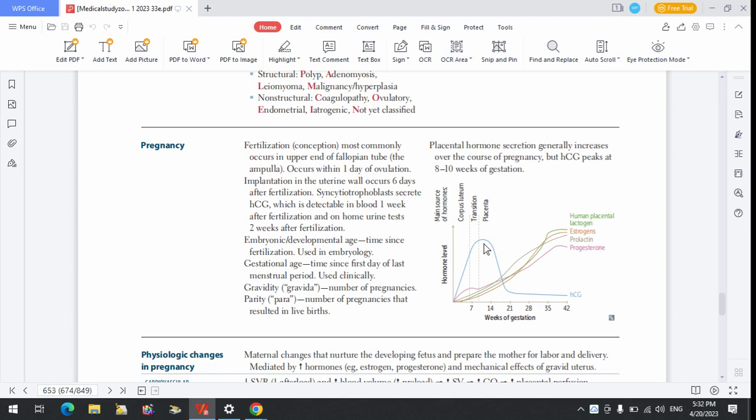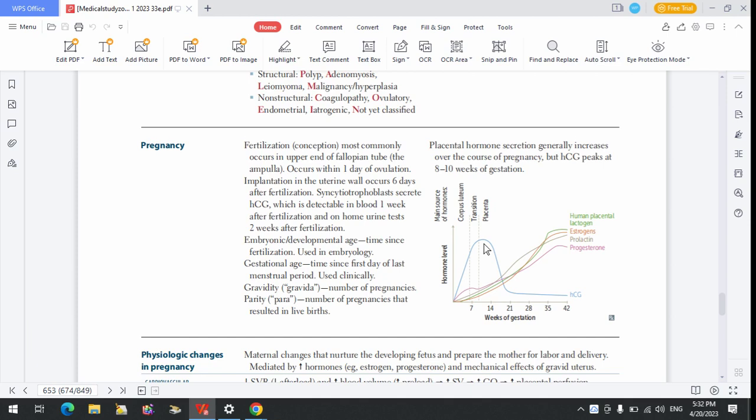But by this time, the placenta has taken over and is maintaining the pregnancy. The other hormones, HPL, estrogens, prolactin, and progesterone, are all being produced by the placenta, and they continue to rise till the very end of pregnancy. That's basically it. Or is there something else?